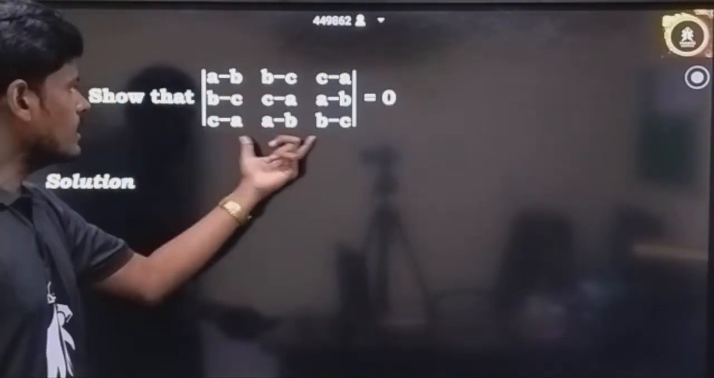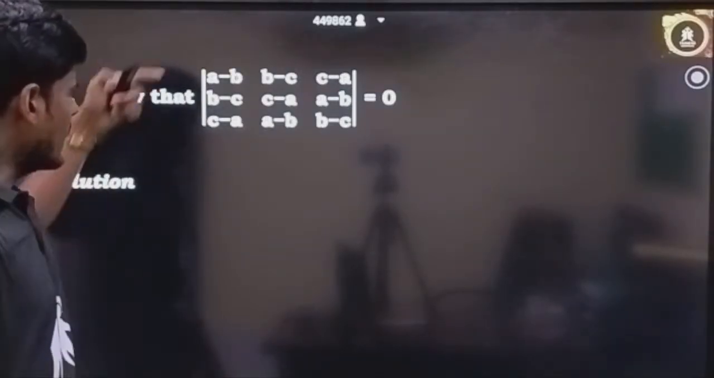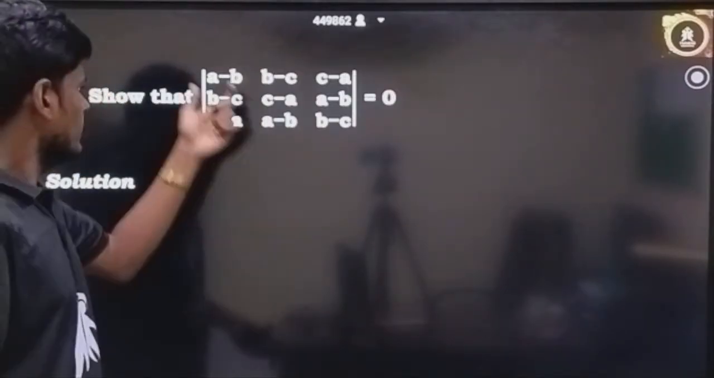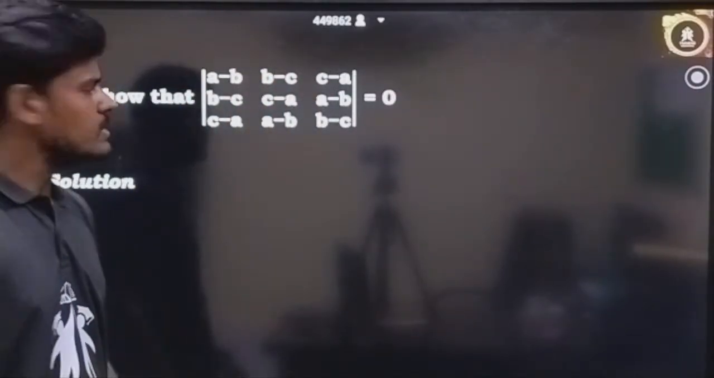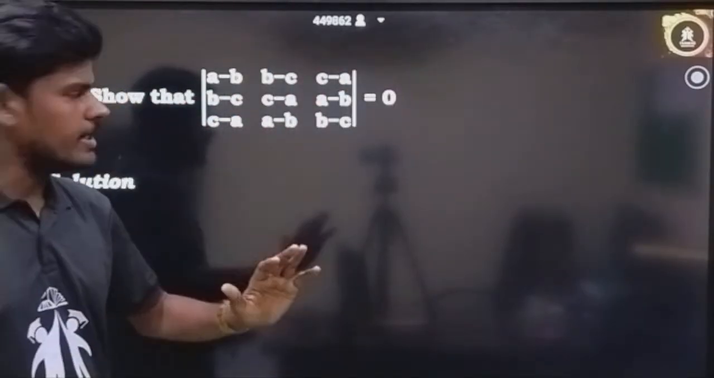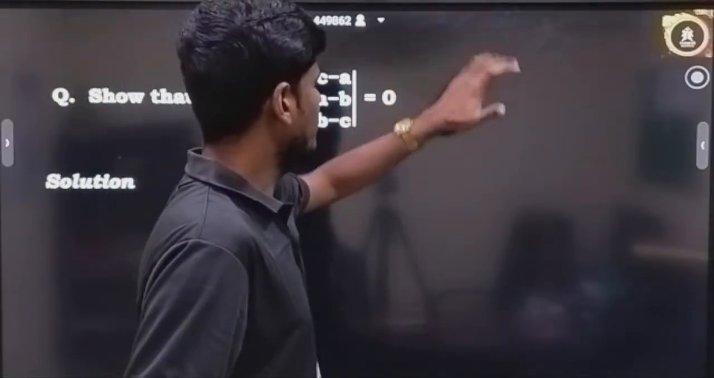Next one, show that this determinant value is 0. Now again by observation, if we expand this directly, each element in the determinant has two terms. Then when we multiply, it will be a very big expression. So what we need to do is try to simplify using properties of determinants.